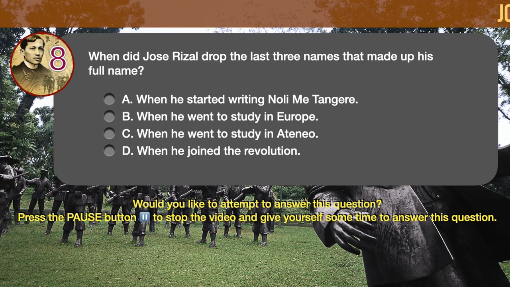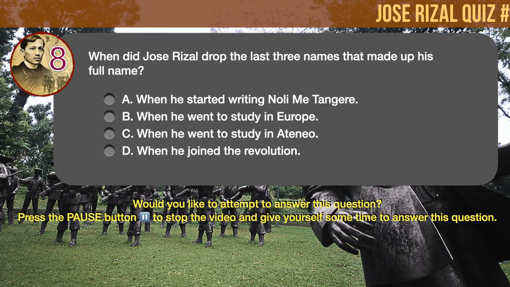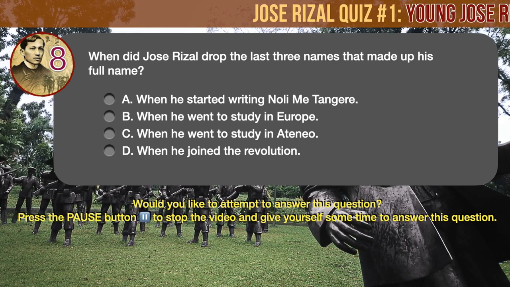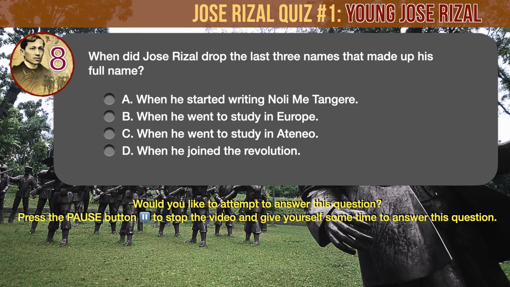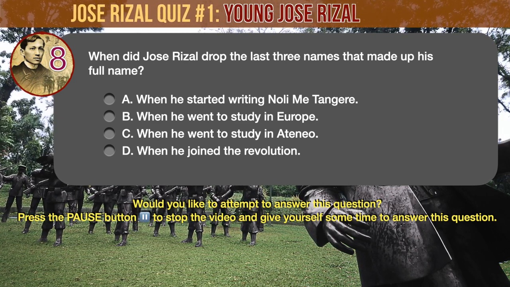Question number 8. When did Jose Rizal drop the last three names that made up his full name? A. When he started writing Noli Me Tangere. B. When he went to study in Europe. C. When he went to study in Ateneo. D. When he joined the revolution.